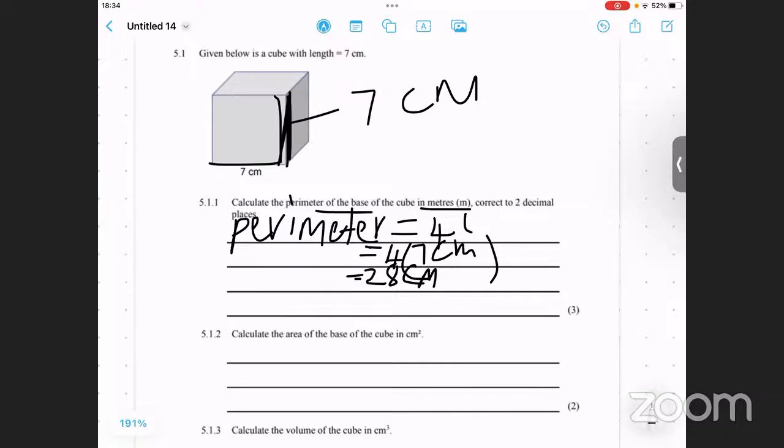Or how do we convert centimeters to meters? Do we multiply? Do we divide? What do we do? With what? Ma'am, I think we divide, ma'am. We divide, and with what? Ma'am, I think it's either 100 or 1,000, ma'am. I'm not sure.